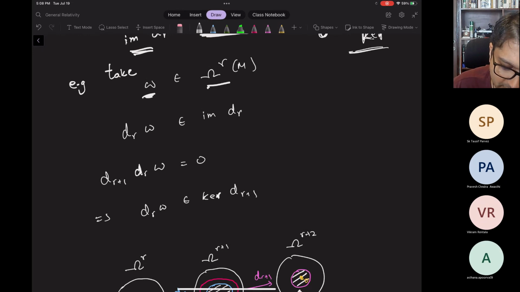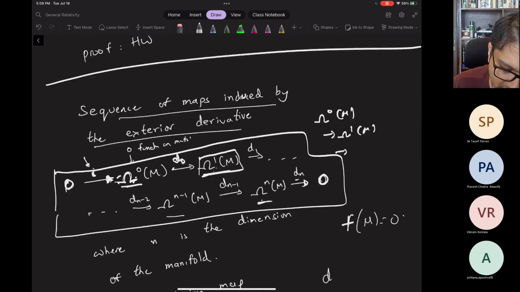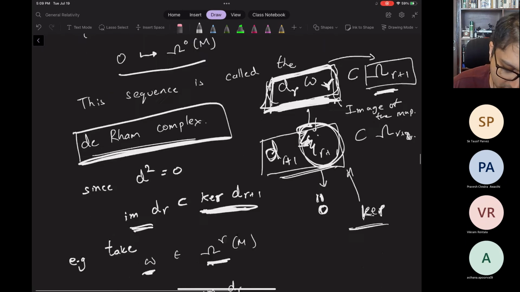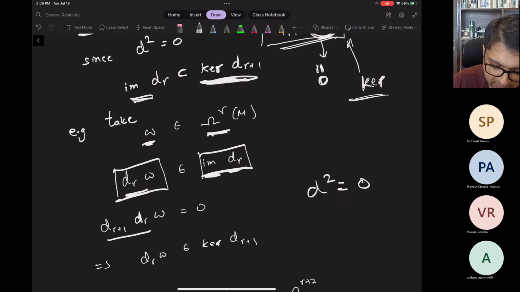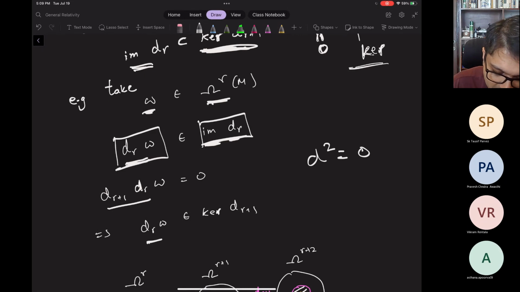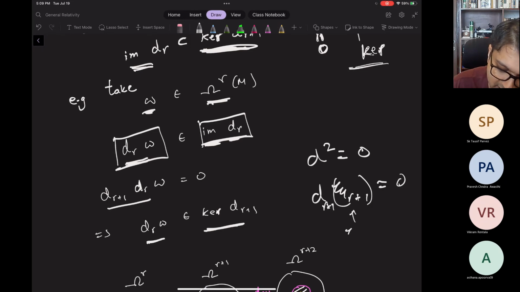Take omega to be some R form. Take the derivative of omega. All possible derivatives are the image of the map d r, which is the map that takes us from R forms to R plus 1 forms. So all such terms are in the image of d r. They are the R plus 1 forms that you get as a result of performing the operation d r. And d r plus 1 acting on d r omega is 0, because d square is 0. So d r omega belongs to the kernel of d r plus 1. That is, they're in the set of R plus 1 forms such that d psi R plus 1 is 0. The set of such psi is called the kernel of d r plus 1.